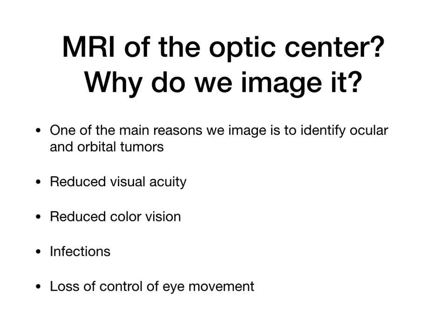Okay, so why do we worry about the optic center as an MRI tech, and why do we need to image it? Well, one of the main reasons we image is to identify ocular and orbital tumors. A patient could be coming to you with reduced visual acuity, reduced color vision, possibly have an infection in that area or on the optic nerve, or even one of those muscles that we were talking about before, or a loss of control of eye movement.